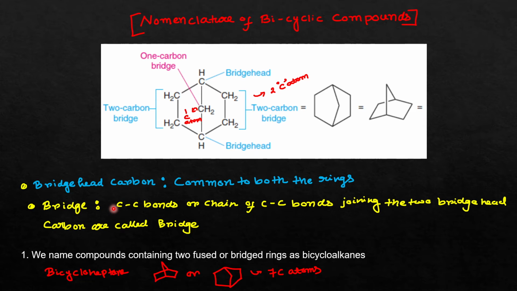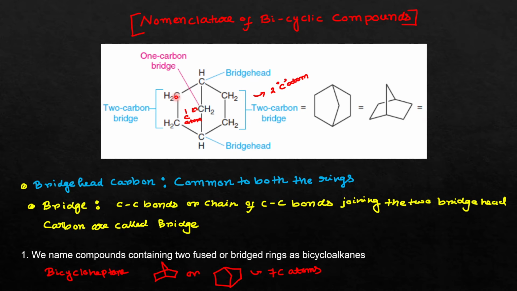As you can see, this bridge joins these 2 bridgehead carbon atoms, and this is basically a 2-carbon bridge, because this bridge consists of a total of 2 carbon atoms. Again, similarly, this is also a 2-carbon bridge which is also joining these 2 bridgehead carbon atoms, and this is another bridge, that is CH2, but here you can see this is a 1-carbon bridge. So there are a total of 3 bridges, two 2-carbon bridges and one 1-carbon bridge.